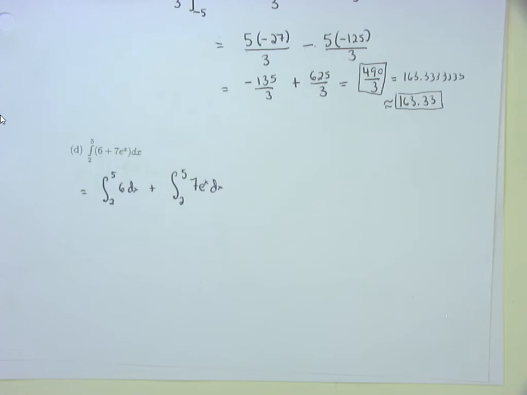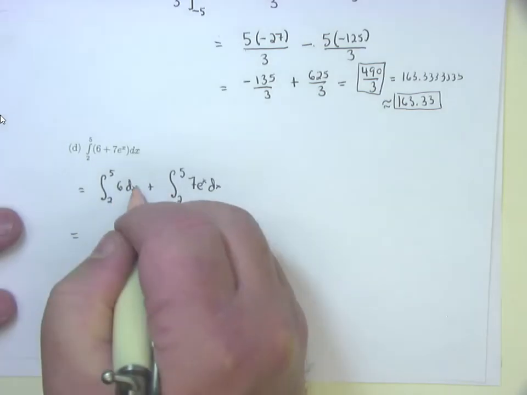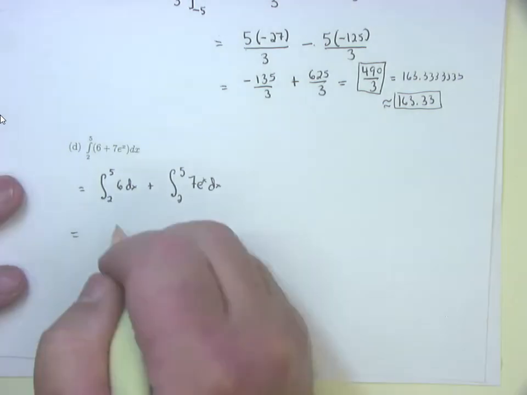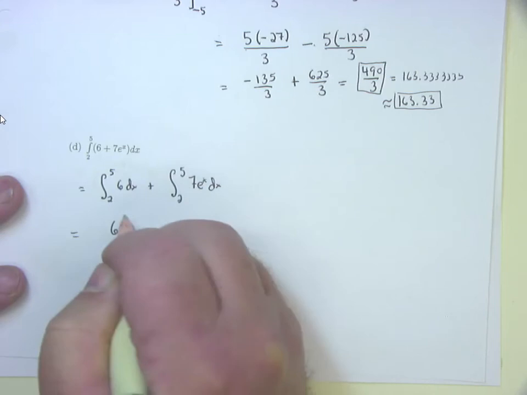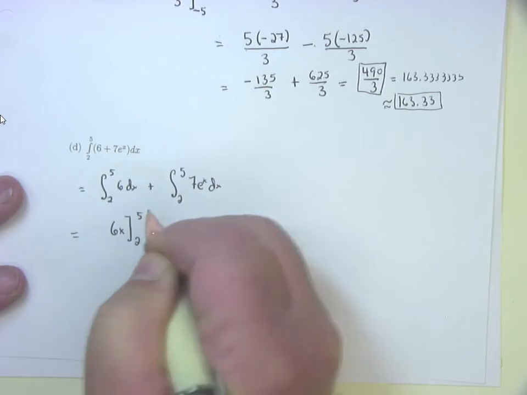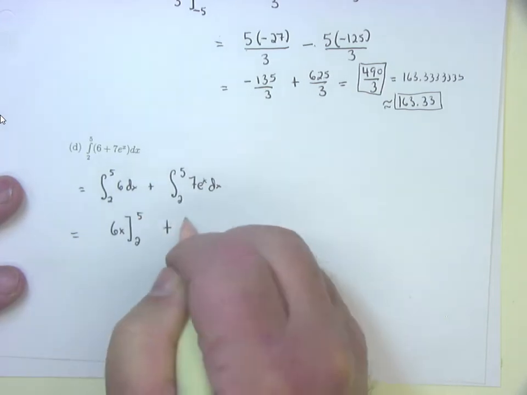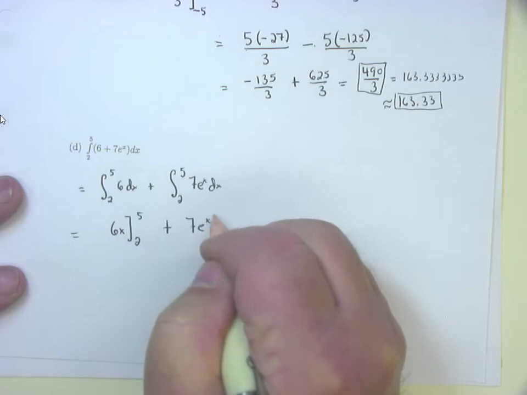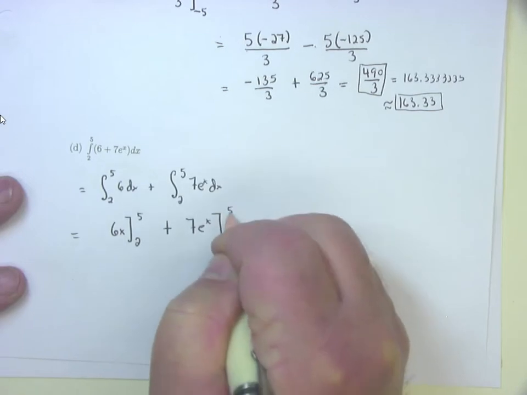Now, integrate each one. So this would be equal to the integral of 6, a constant, dx. What's the integral of a constant dx? It's going to be a constant times x. So the integral of 6 dx is 6x evaluated from 2 to 5, plus 7 is a constant, holds over. What's the integral of e to the x? Pure memorization. What's the integral of e to the x? E to the x evaluated from 2 to 5.